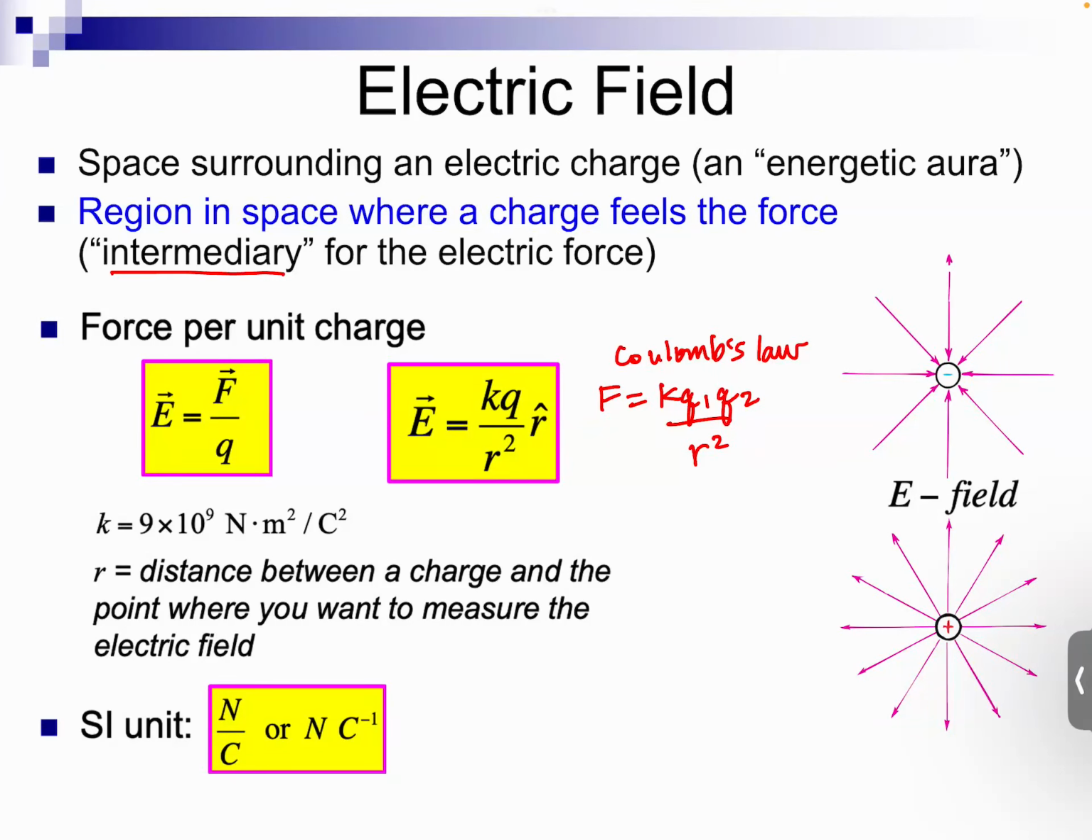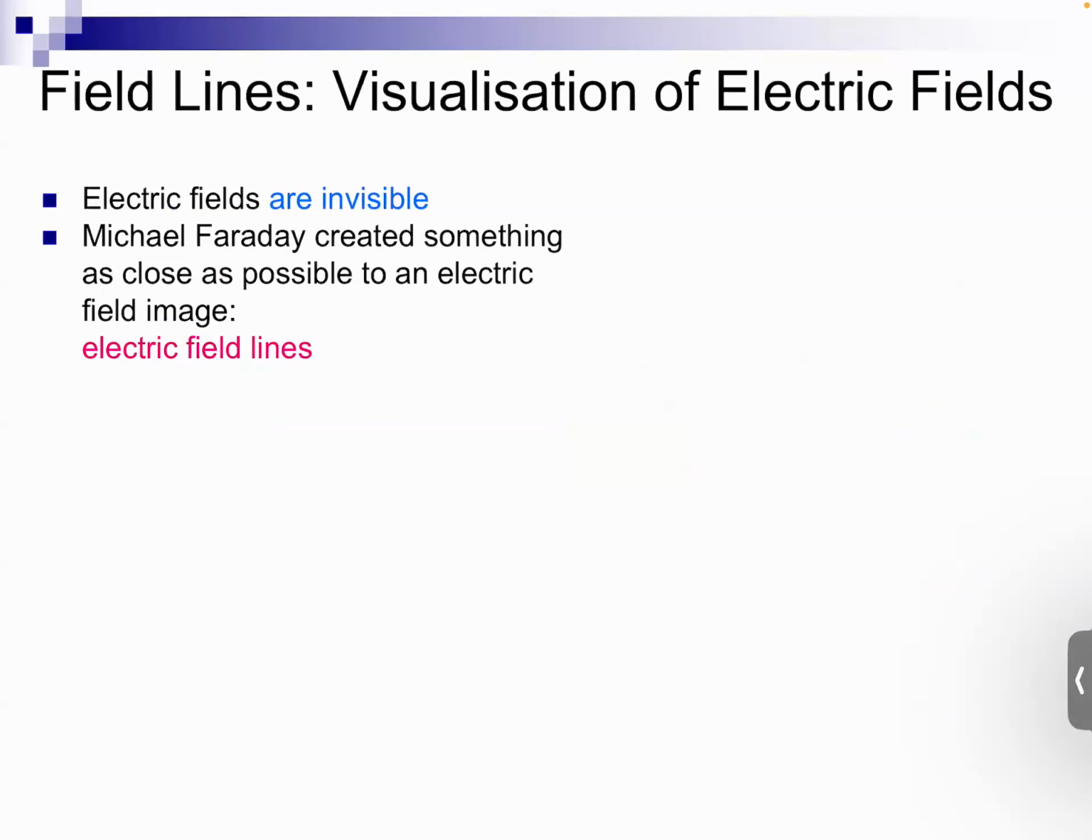Does that make sense? Is it okay so far? Right. So electric fields, they're invisible, and that's why we cannot see how the balloon is able to make the can move. Since they're invisible, they're difficult to visualize.